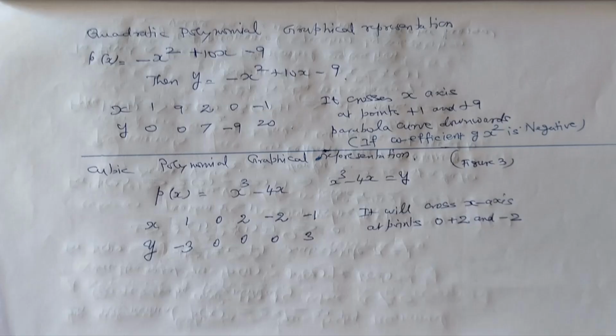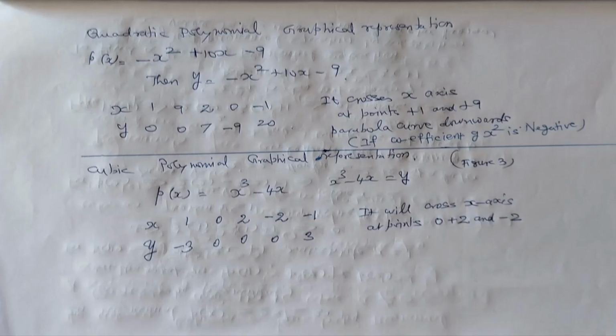Quadratic polynomial graphical representation: the parabola curves downwards if the coefficient of x squared is negative. Cubic polynomial graphical representation: it will cross the x-axis at 3 points. For example, x to the power of 3 minus 4x, equated to y, that is x to the power of 3 minus 4x is equal to y.